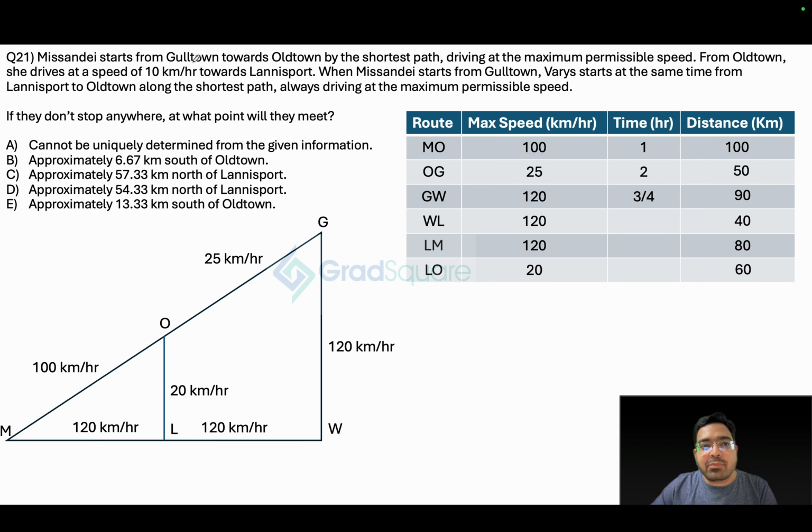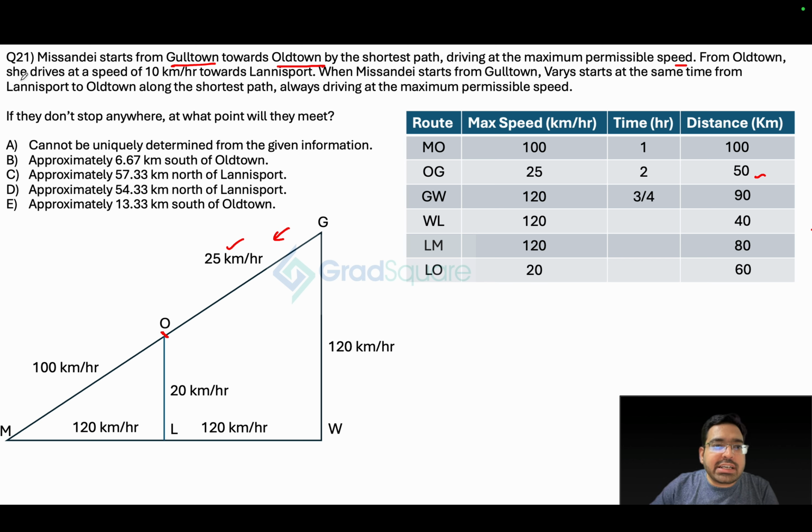There's a person M who starts from G, and moves towards the point O. So G to O is the first part of the journey that you are looking at. Driving at the maximum permissible speed, which is 25 kilometers per hour. We know the distance between OG is 50. That means it is going to take 2 hours for this person to come over here. This is what we already know when we are reading the first line of this question.